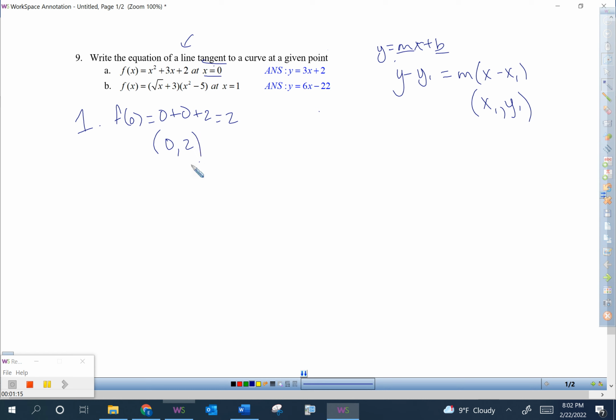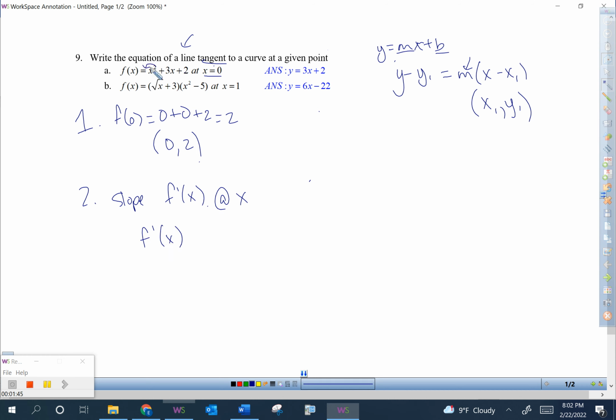That's step 1. Okay, step 2, now that we have our ordered pair that we're going to be working with, we need to know the slope. And the slope, by definition, can be found by finding the derivative of the function and evaluating it at the x value we're given. So step 2 is our slope, which is just the derivative of our function at the x value given.